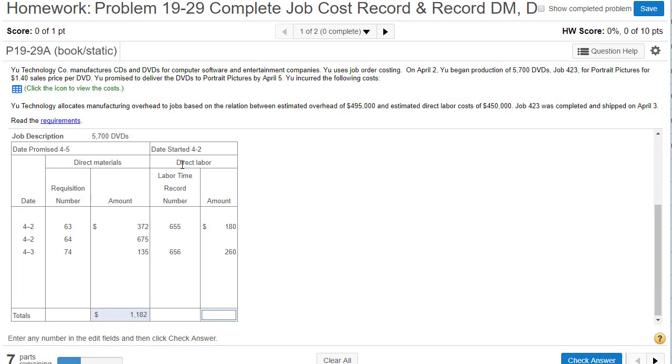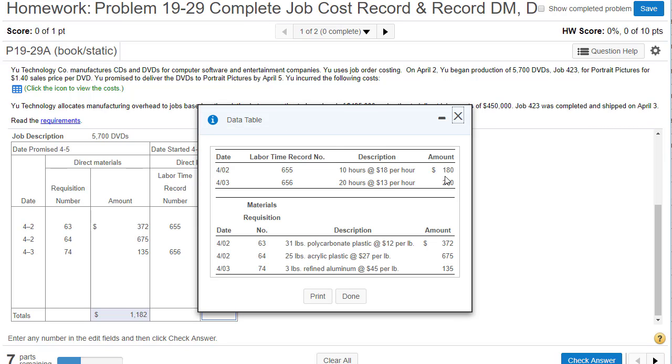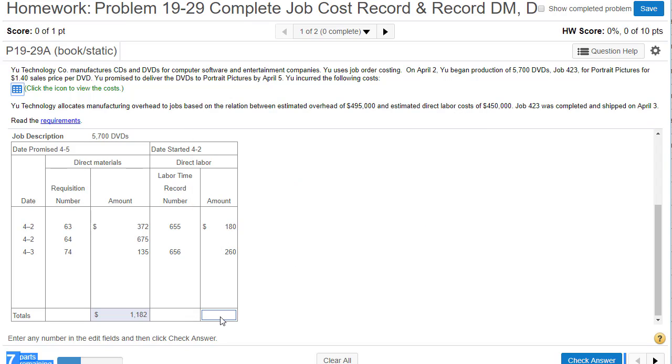Next comes the direct labor. Where did these two numbers come from? They came from here again, 180 and 260. So we just need to add those up to get the total. And we get a total of $440 of direct labor. So these direct labor costs are the wages paid to the workers working directly on this job.